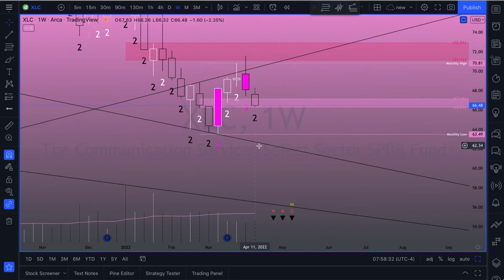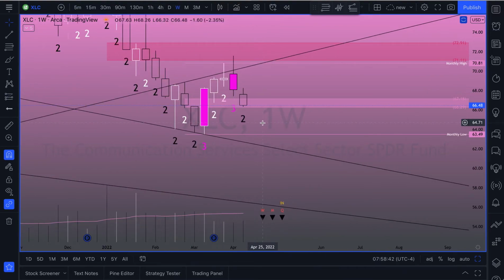Bottom of the broadening formation, potentially bounce. But it's right now in the middle of the try and you just play the signal either up or down. But I wouldn't play this. I would just watch this communications sector. That was a strong rejection as well.